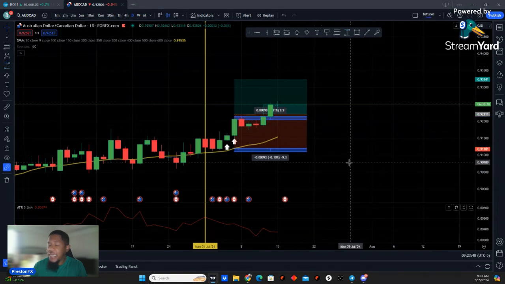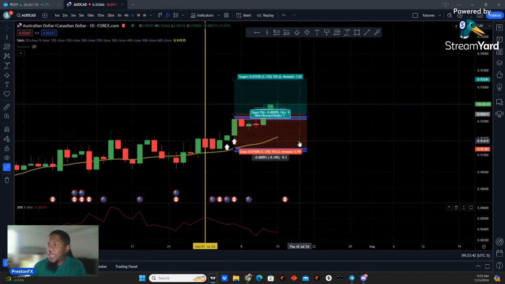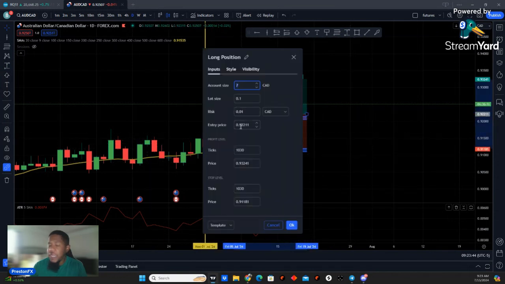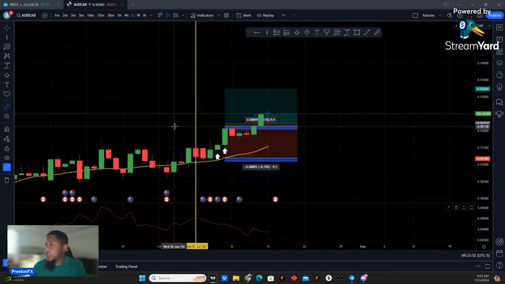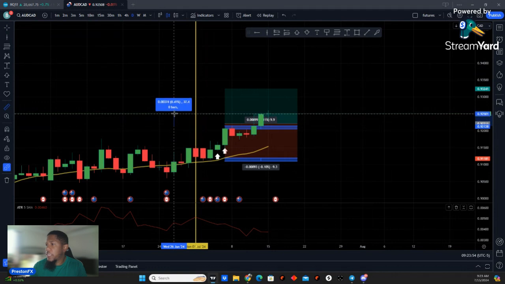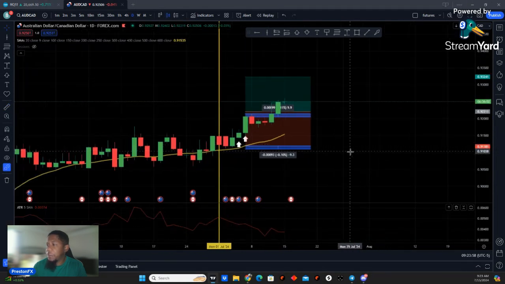And then I take that buy stop. The buy stop would have been at 0.92211. As you can see, currently we are about 38 pips in profit.